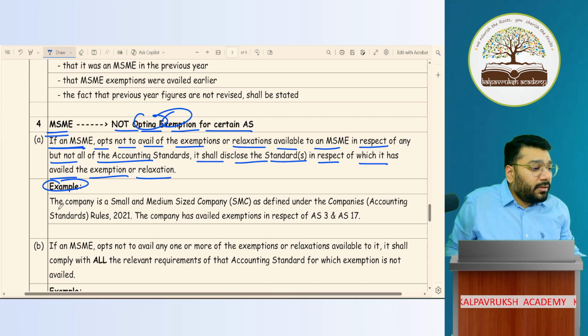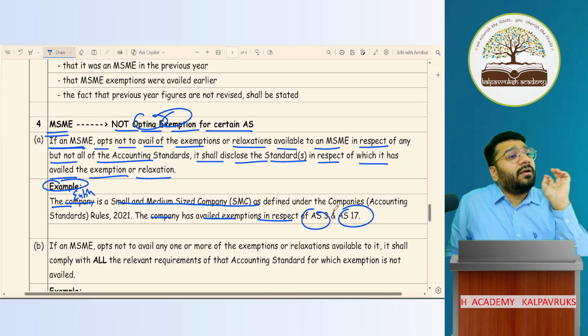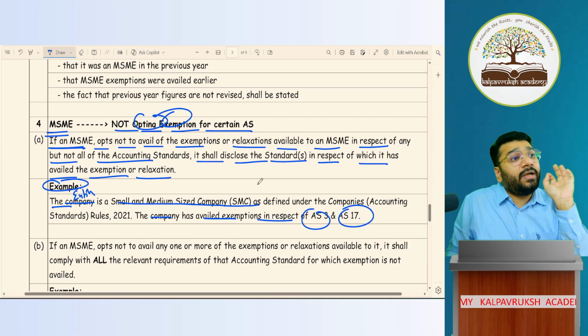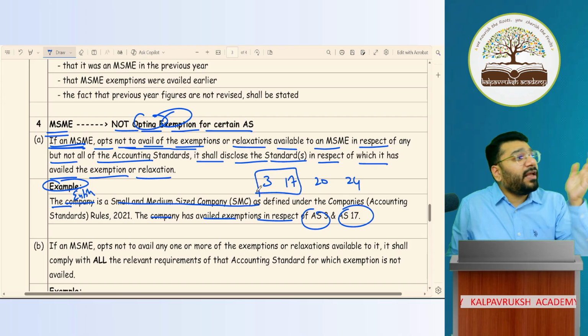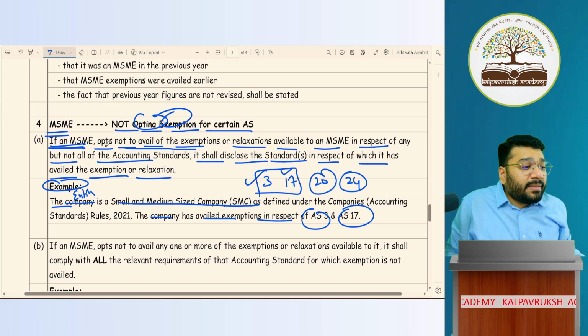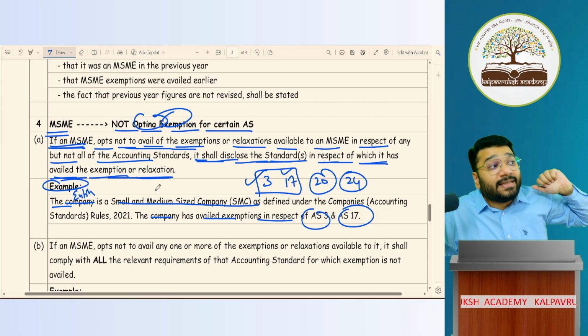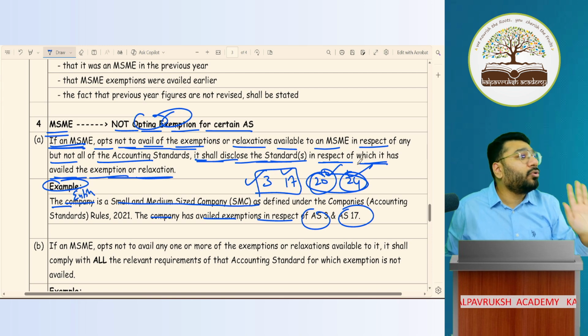Example. The company or entity, let's say it's an entity. The entity is an MSME. The entity has availed exemption in respect of 3 and 17. What exemptions do they have? Let me talk about MSME. What is the full exemption? In which AS? 3, 17, 20, 24. Now this standard says that if any MSME opts not to avail exemption in AS 3 and 17, we are not opting for exemption. We want to disclose 3 and 17. If exemption is there for 20 and 24, and the MSME opts not to avail exemption for 3 and 17, it shall disclose the standards in respect of which it has availed the exemption. So for which have you availed the exemption? 20 and 24. So you have to give a disclosure that I'm availing exemption for 20 and 24. Okay, not okay.